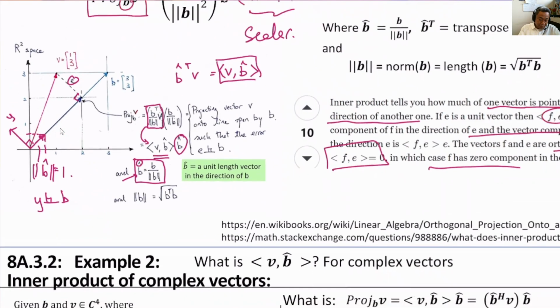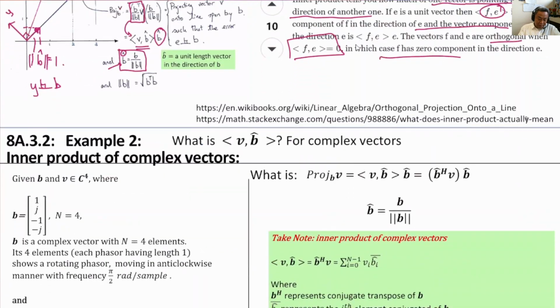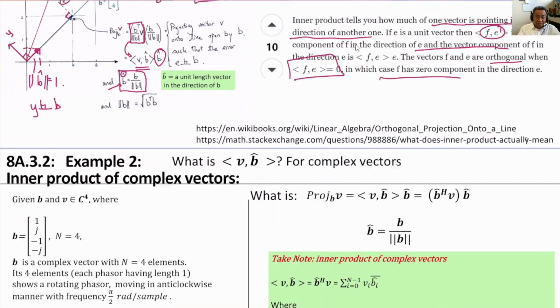That's the idea. So with that, we have used this example to explain orthogonal projection, and in the next example we are going to move from the real vector space into the complex vector space. Thank you.